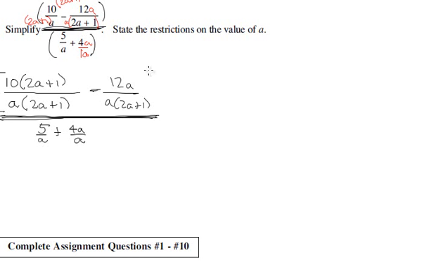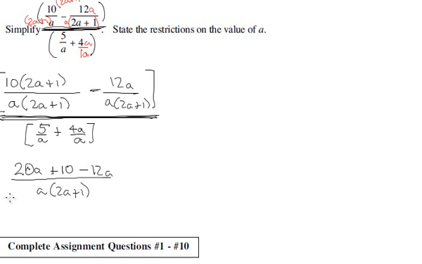Now, since these fractions now have a common denominator, we can combine them into one fraction, and we can do the same thing down here. So next line, let's see what we've got here. 10 times 2a is 20a, plus 10 times 1 is 10, minus 12a. We have all of that over a 2a plus 1. Big dividing line. And downstairs we have 5 plus 4a all over a.